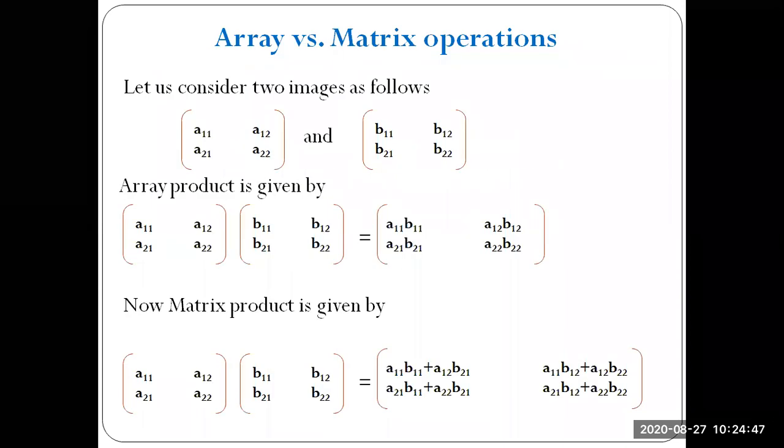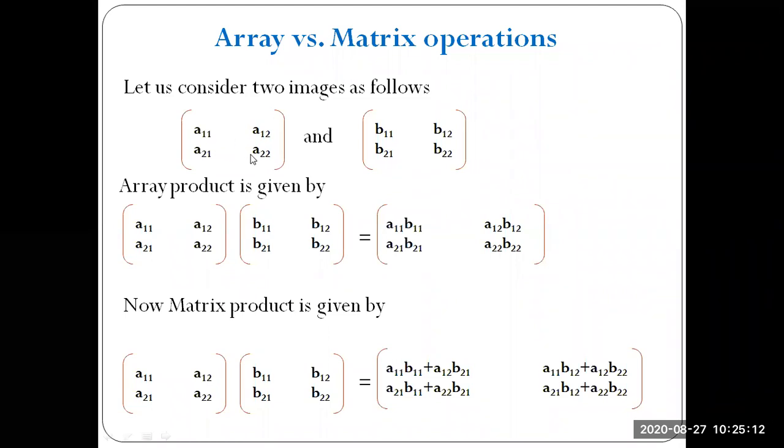So see here, our image is generally considered as an array or matrix. So there are 2 types of operations: array operations and matrix operations. Suppose here I am taking 2 images in the form of arrays. The first one is A11, A12, A21, A22. This is my 2 by 2 pixels, 2 by 2 image. And similarly, there is another image, B11, B12, B21, B22. So image 1, image 2, image A, image B.